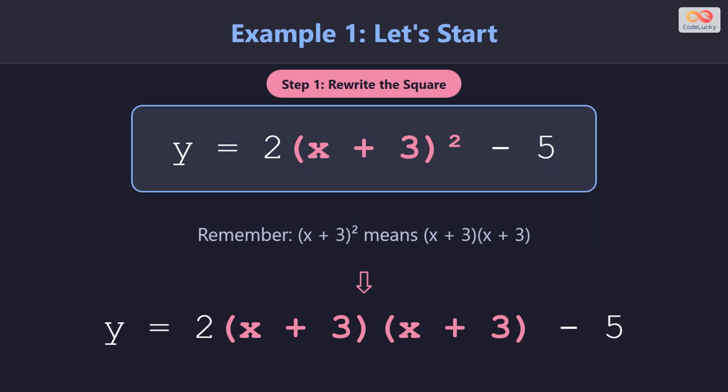Let's start with our first example. y equals 2 times the quantity (x plus 3) squared minus 5. The first step is to rewrite the squared part. Remember, (x plus 3) squared means (x plus 3) multiplied by (x plus 3). So let's write it out fully as shown below.